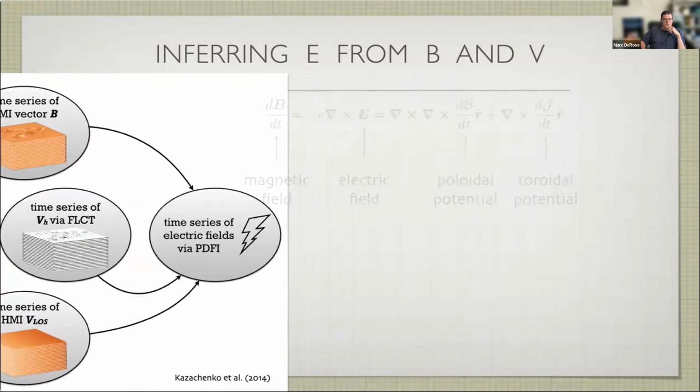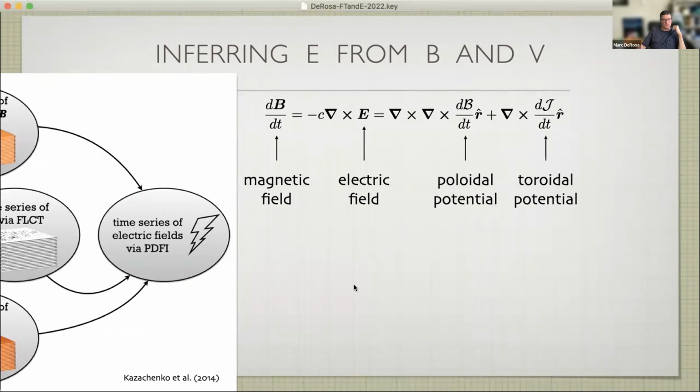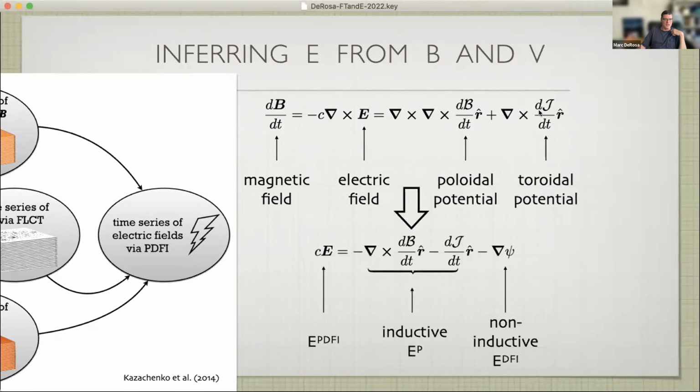The main idea, if you move behind this figure, is these equations. The first thing you realize is that Faraday's law exists. So the change of B with time must equal the curl of E. And you can decompose this into two potential equations, a poloidal potential and a toroidal potential. Using the observations to constrain the script B's and script J's, you can actually figure out what E must have been to give you the observed change in B.